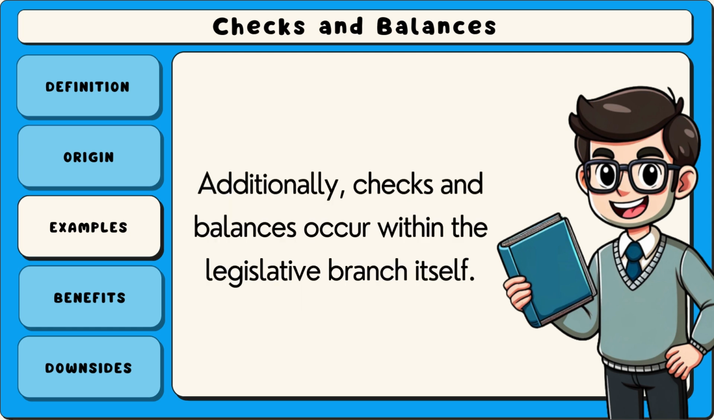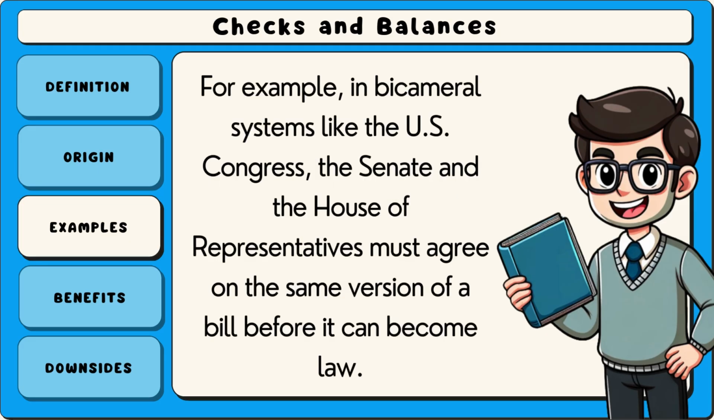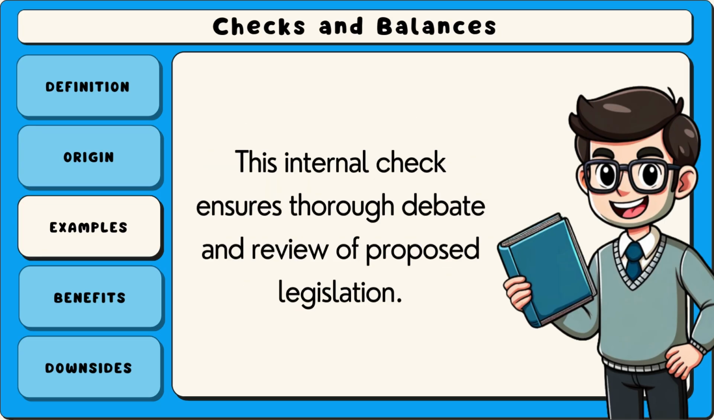Additionally, checks and balances occur within the legislative branch itself. For example, in bicameral systems like the US Congress, the Senate and the House of Representatives must agree on the same version of a bill before it can become law. This internal check ensures thorough debate and review of proposed legislation.